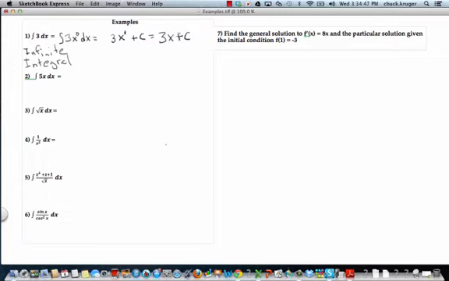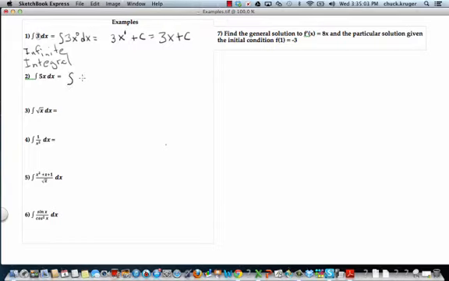Now I can take the derivative to check. If I take the derivative of 3x, I get 3, and when I take the derivative of c, I get 0. And 3 plus 0 is 3, and that's my integrand, that stuff that's inside that integral symbol, and dx. Alright, now let's take a look at the next one.